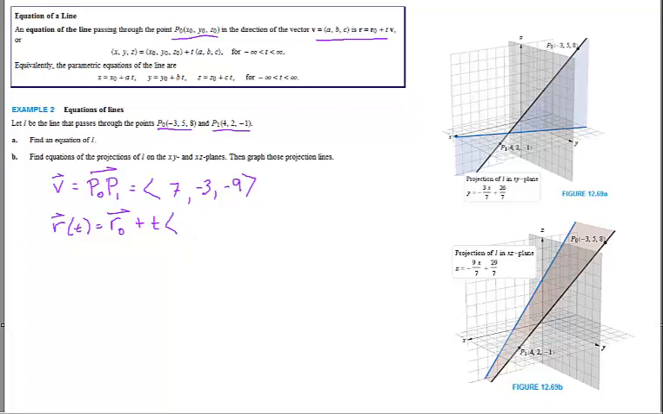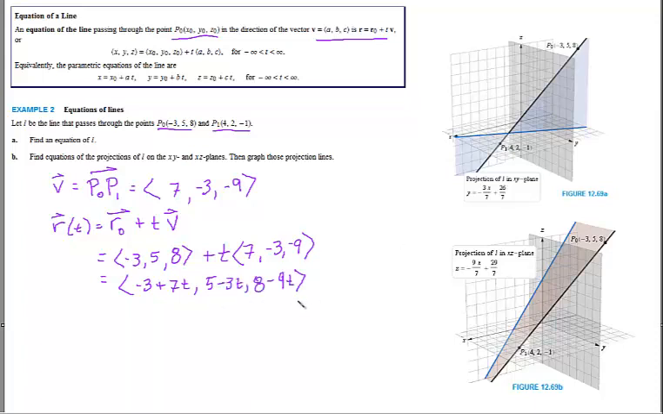Oops, I was going to write those points down. So the R0, that's my beginning point, so that would be that point in space -3, 5, 8, and then plus t times that vector 7, -3, -9, and I get my ending vector here is -3 plus 7t, and this is how this vector is changing in time. Alright, so now I've got that written down.